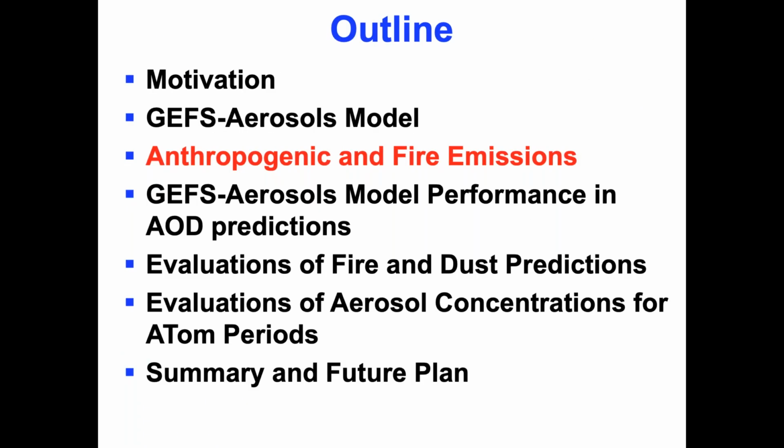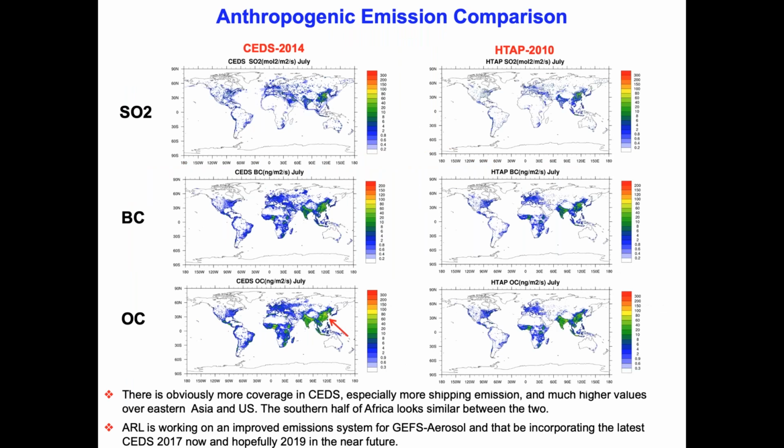As I mentioned, I would like to show you some comparison of different emission options and why we currently use the CEDS and GBBEPx emissions in the operation. This is the anthropogenic emission comparison. The left side is the CEDS emission based on the 2014 inventory, and the right side is the HTAP global anthropogenic emission based on the 2010 version. Normally we just use the most recent year inventory.